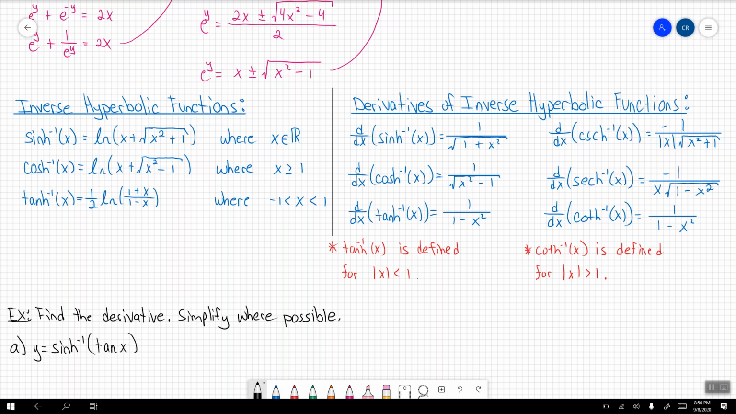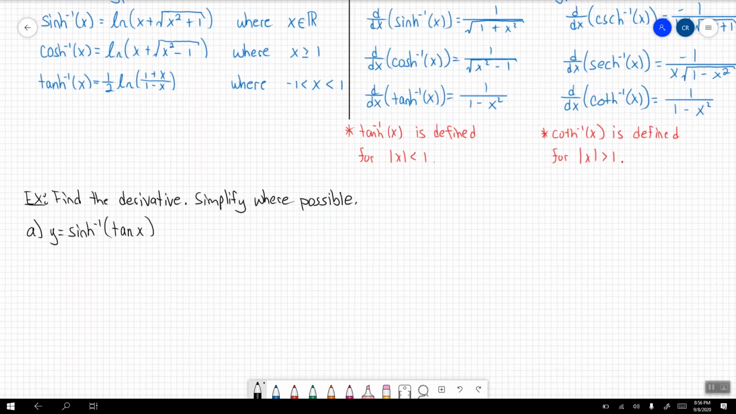tangent of x. Now, when you're taking a quiz or an exam, please pay close attention to the function. Do we have a hyperbolic function, or do we have a regular trigonometric function? That is what you have to pay attention to in order to be successful with these calculations. So let's go ahead and start. We want to take this derivative. So again, we're looking at dy dx for the function of inverse hyperbolic sine of tangent of x.